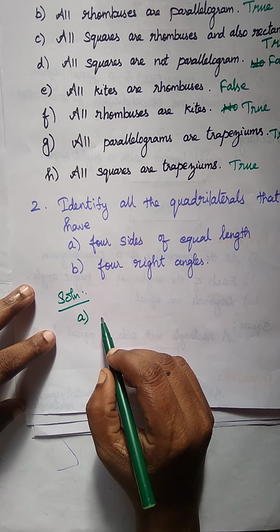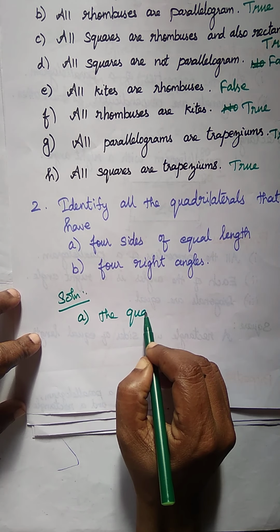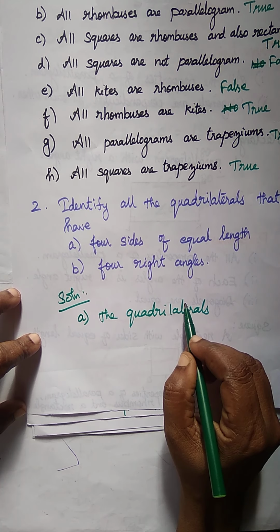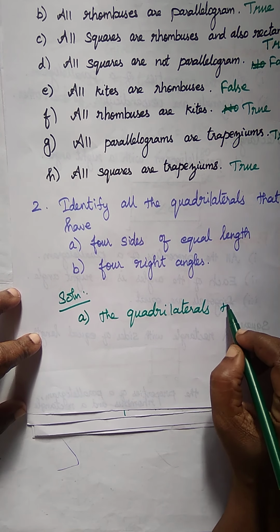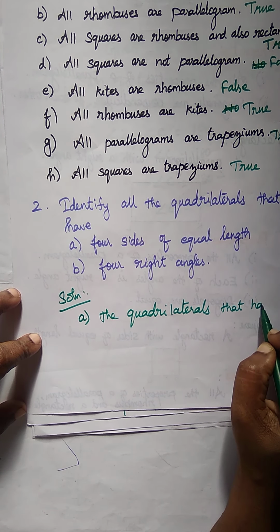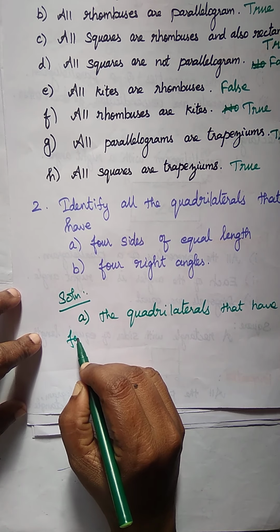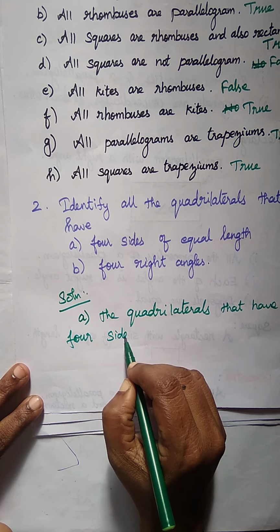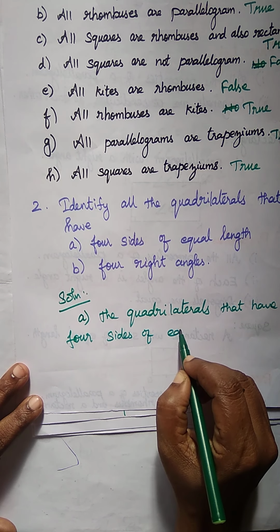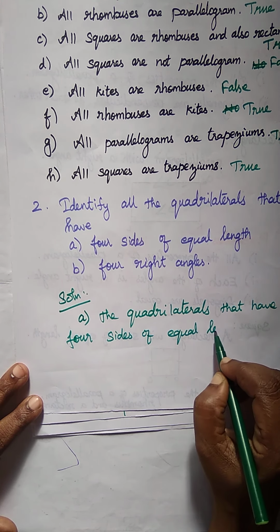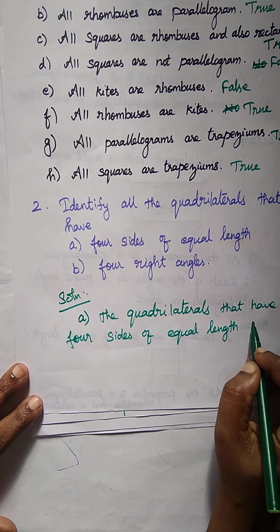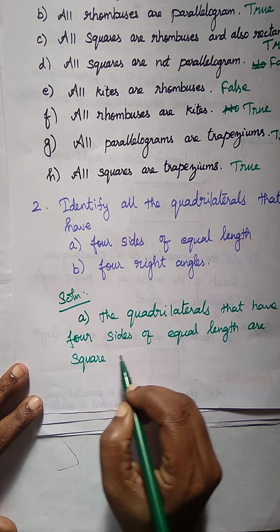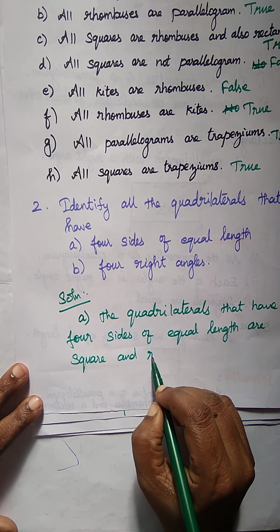The quadrilaterals that have 4 sides of equal length are square and rhombus.